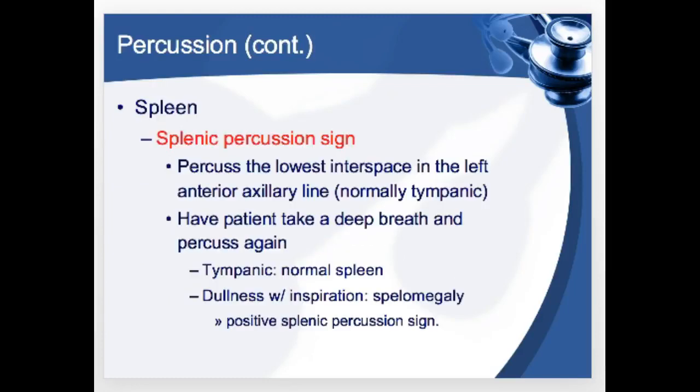That was liver. Okay, so then the spleen, you can assess for the splenic percussion sign. So you percuss the lowest interspace in the left anterior axillary line. This is normally tympanic. And then you have the patient take a deep breath and hold it. So take a deep breath, hold it, and then you percuss again.